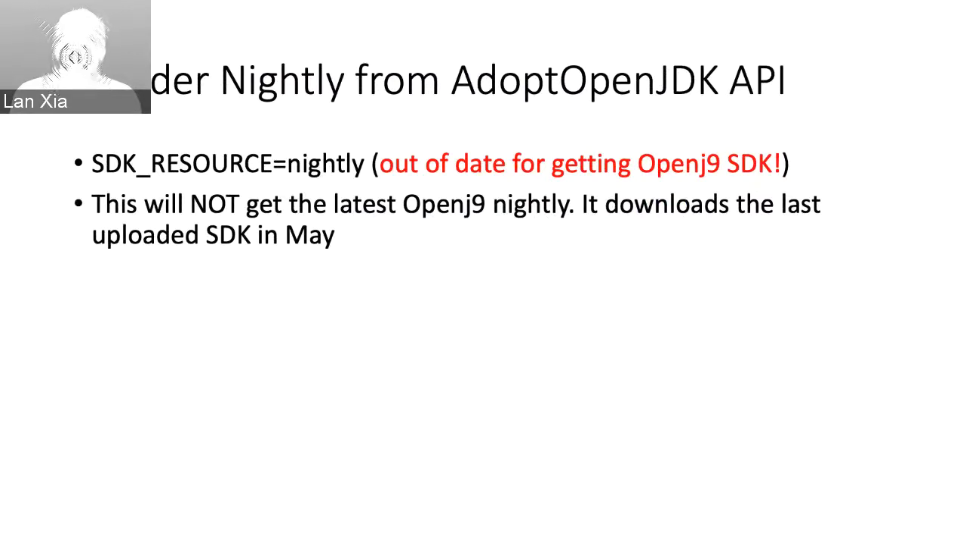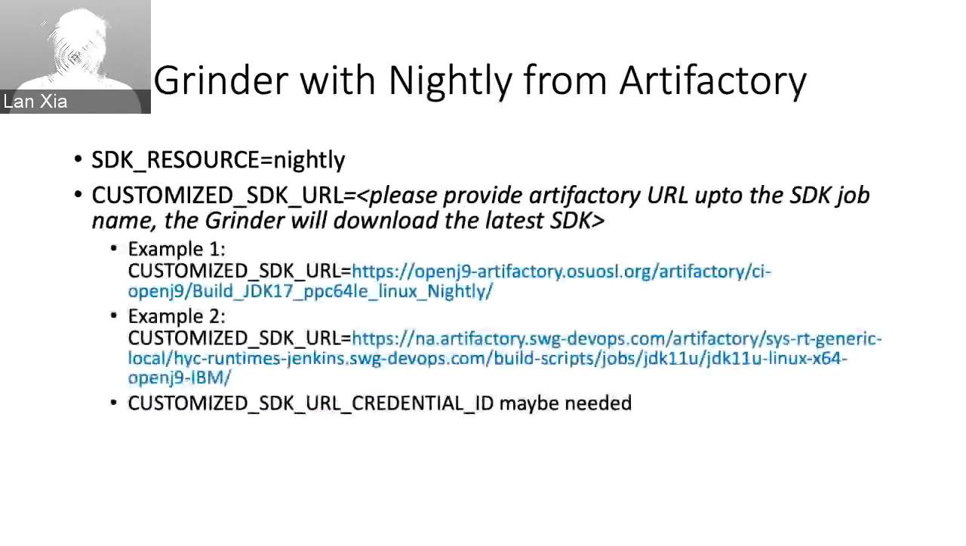There is talk that we will have a similar API set up, but I'm not sure that they will provide nightly builds. This works with Hotspot, just not for OpenJ9. So what's the alternative? When you run Grinder with nightly, we can get the latest from the Artifactory.